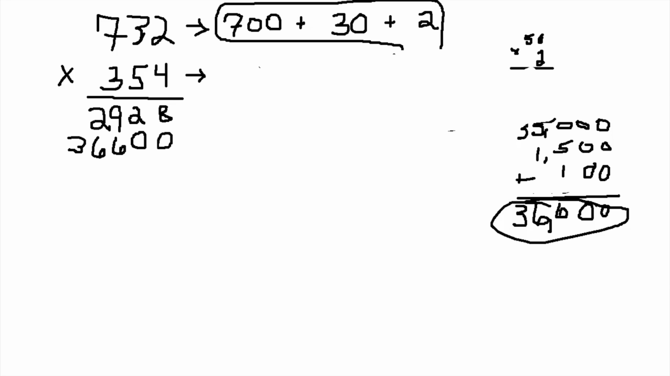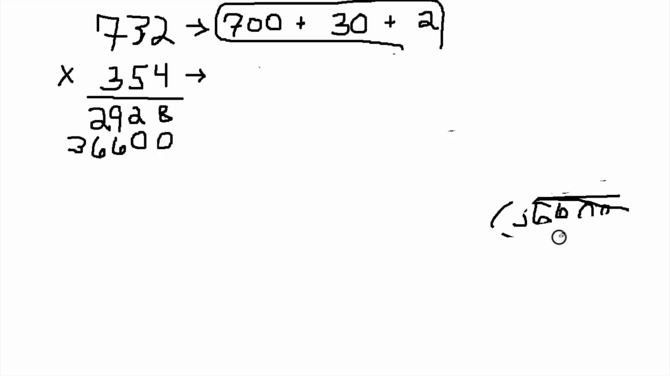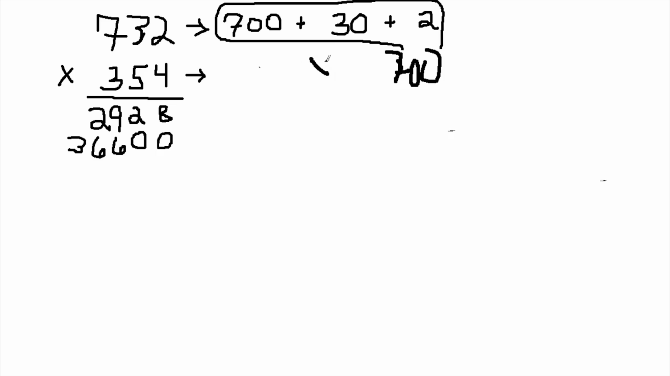And where is the 3 located? What's its place value? The 7 is located in the hundreds, so what's the value of 7? The value of 7 is 700. So that means that we're going to take 700 plus 30 plus 2 and multiply it. Let's make it a little bit smaller. We're going to multiply it by 700.